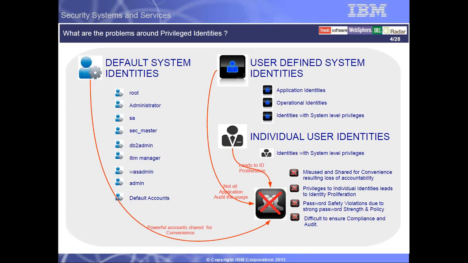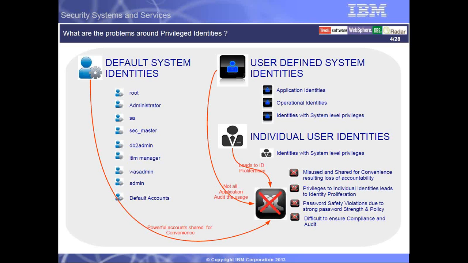What are the problems around privileged identities? I've categorized them in 3 areas. Let's start with the default system identities. You have root, administrator, sec master, DB2 admin, and so on and so forth. These are powerful accounts which are usually shared for convenience by the administrators. Now that brings a challenge with accountability: who really used it, and the actions performed under it. So accountability is a problem here.